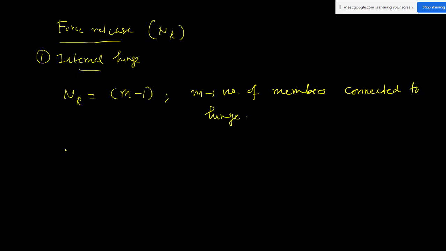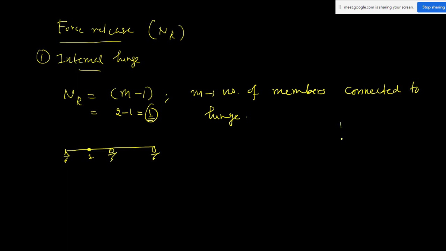So in the previous example, this was your beam. Here I have a hinge. How many members are connected to this hinge? 2 members. So you will get some extra equation, which we call the number of force releases. We are releasing the moment at the section. That will be simply 2 minus 1, that is why we are taking it as 1.